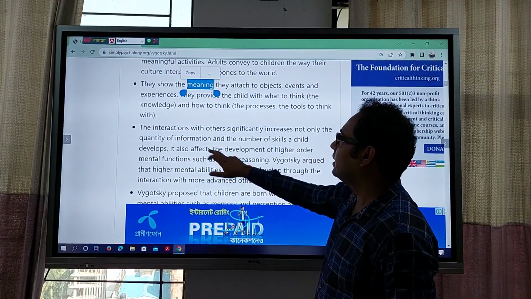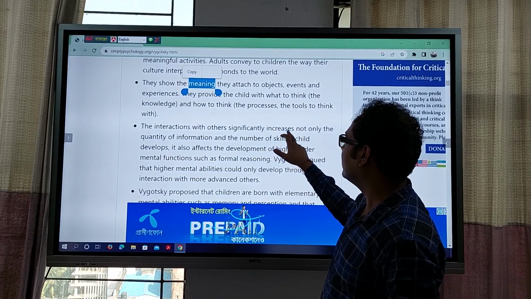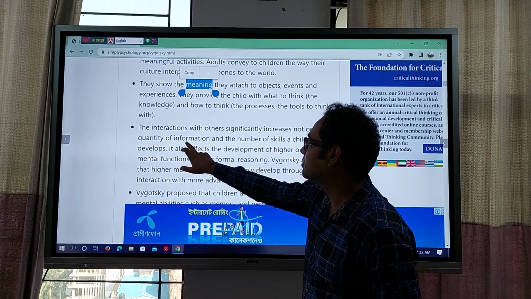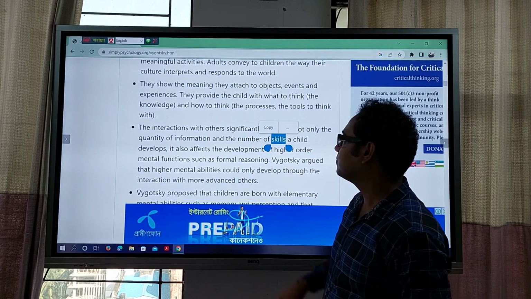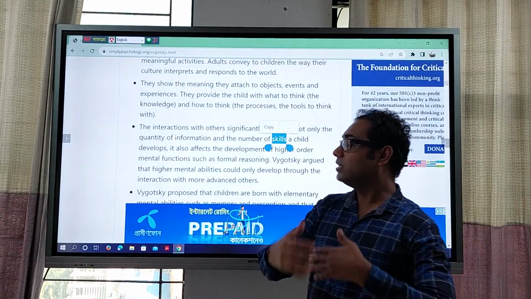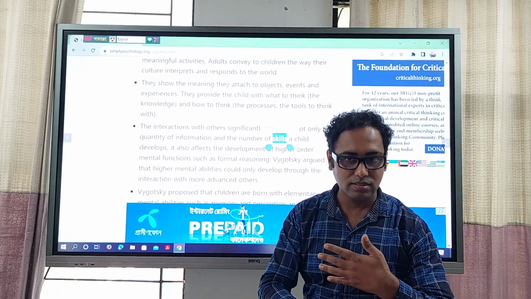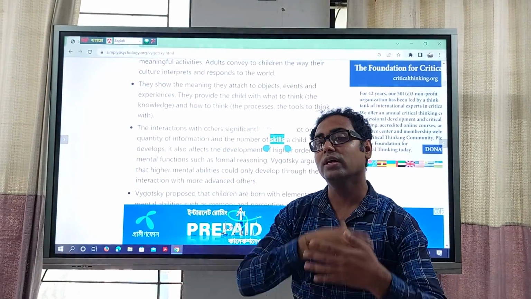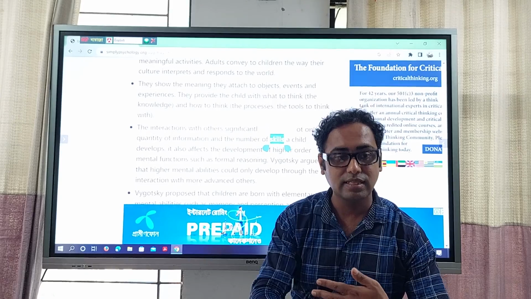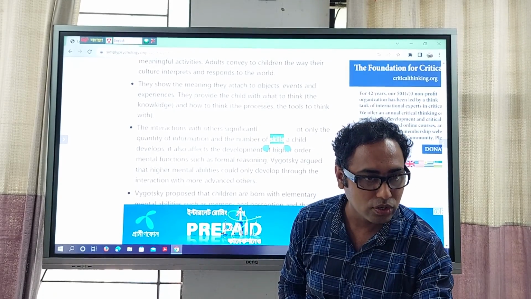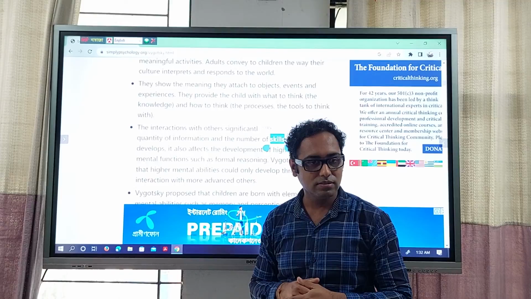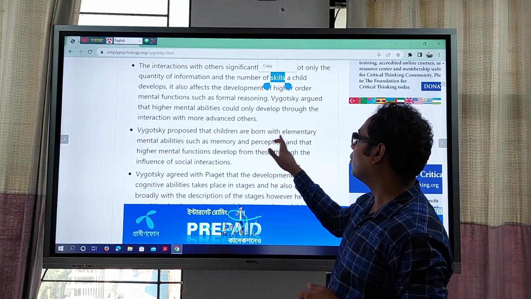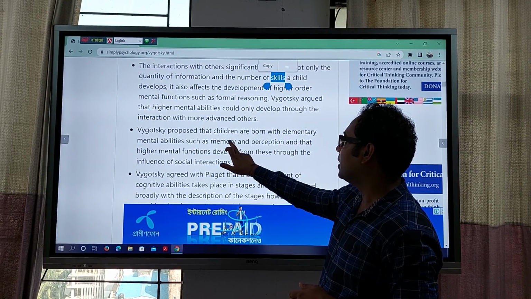Number 4, the interactions with others significantly increase not only the quantity of information but the number of skills a child develops. So skill develops. The more he interacts, the more he learns. The less he interacts, the less he learns. Some children do not talk. Why? Because there is no interaction. Number 5. Vygotsky proposed that children are born with elementary mental abilities such as memory and perception.